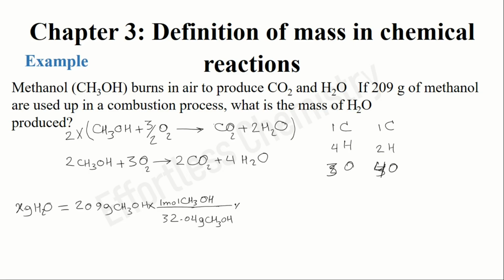In the next ratio, I need to write the molar ratios from the balanced equation. I know that 2 mole of methanol produces 4 mole water. And now I need to convert mole of water to its gram. And I know from its molar mass, 1 mole of water has 18.02 gram of water.